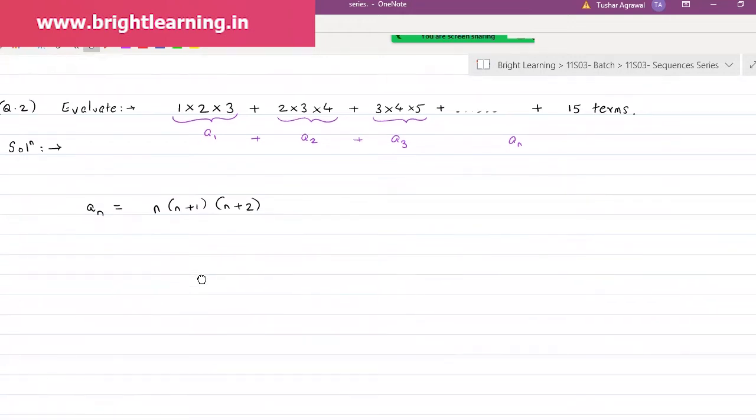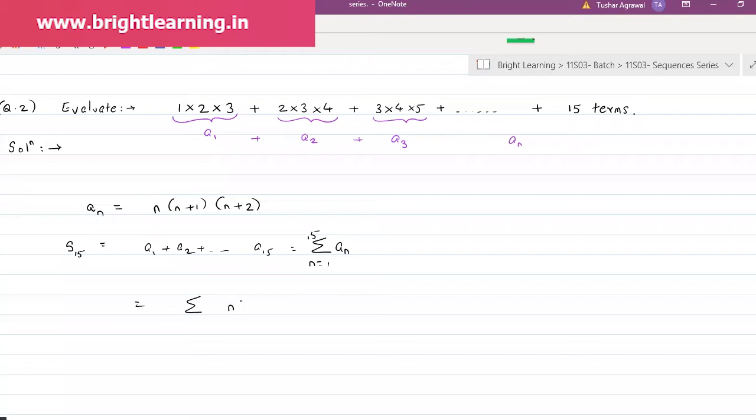Got it? So now since an is equal to n into n plus 1 into n plus 2, what is our target? Sir, you are asking for S15. That means you are asking for A1 plus A2 up to A15, which is nothing but the summation of an, n equal to 1 to 15, which turns out to be the summation of n into n plus 1 into n plus 2, n equal to 1 to 15.